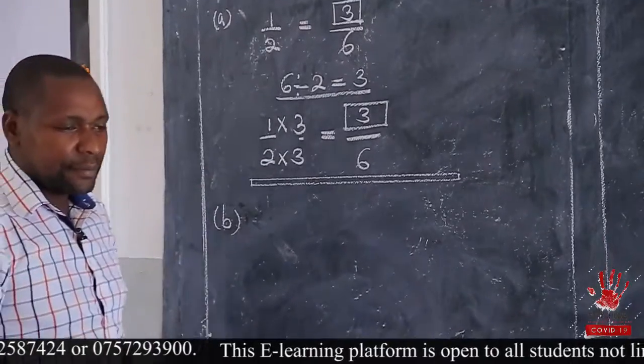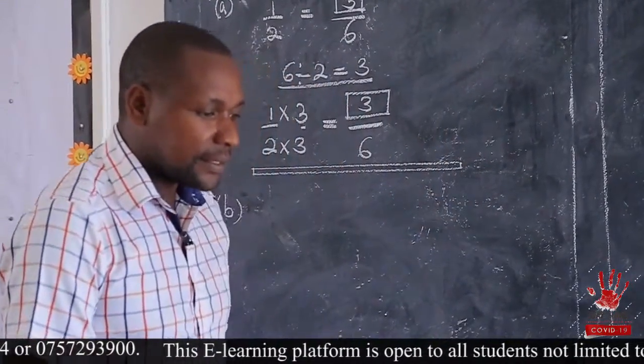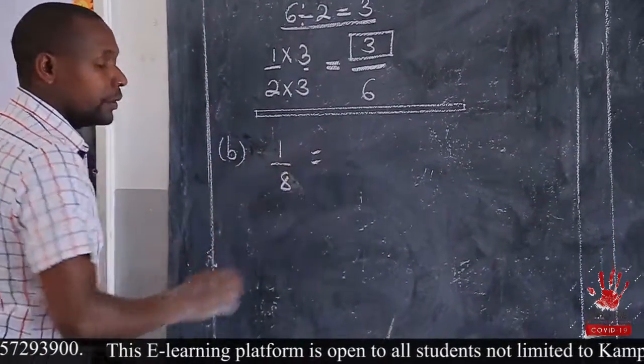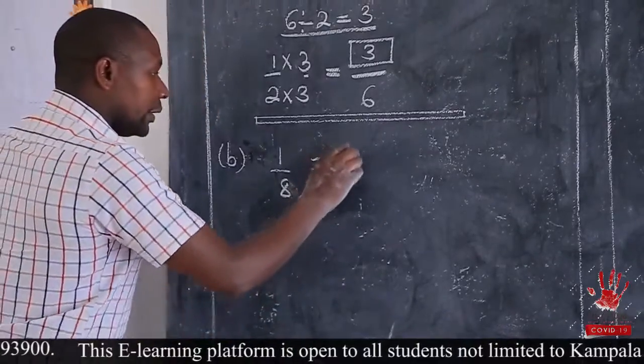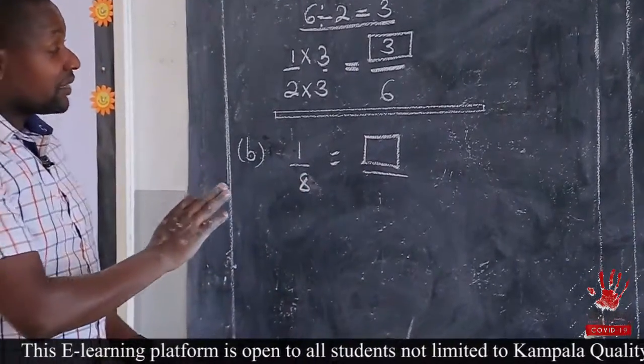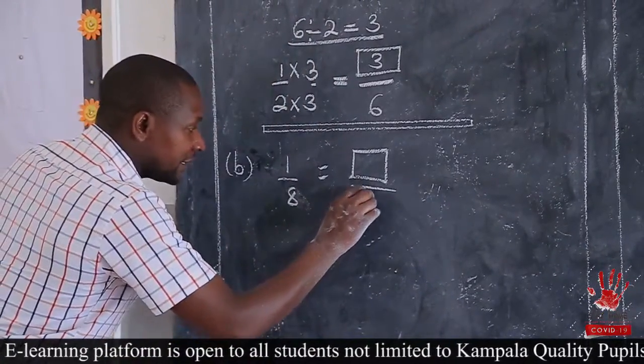Now look here and we'll look at other equivalent fractions that have missing numbers. Assume you are finding the missing number. In this case, somebody is giving us an eighth is equal to the missing number, which we are representing with a box, very empty, and this is out of 16.